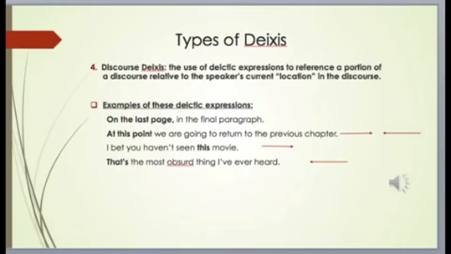The fourth type of deixis is discourse deixis. The use of deictic expressions to reference a portion of a discourse relative to the speaker's current location in the discourse refers to this type of deixis. Some examples of these expressions could be: on the last page in the final paragraph, or at this point, we're going to return to the previous chapter. I bet you haven't seen this movie, and that's the most absurd thing I've ever heard.